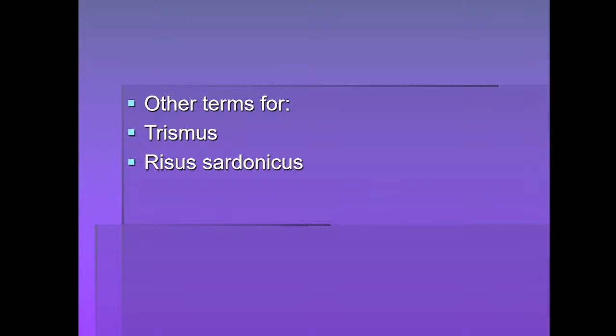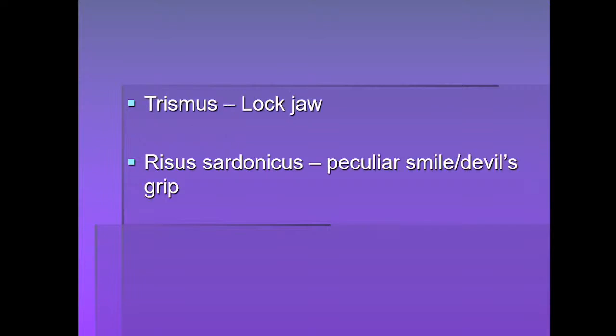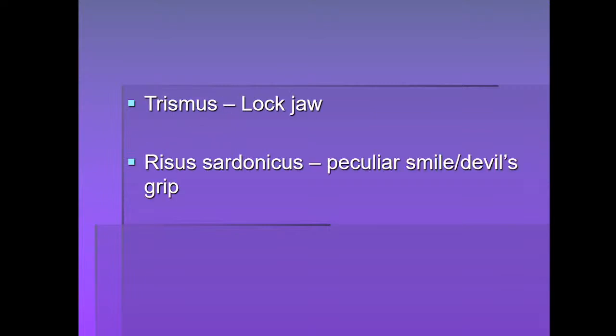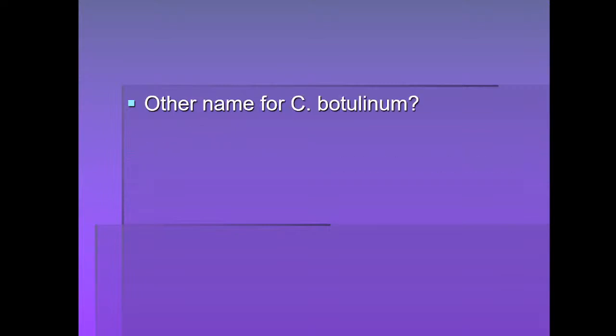Now we have to also remember the pathognomonic signs of tetanus. We have trismus and risus sardonicus. So these terms translated into English: trismus is lockjaw. Risus sardonicus is the peculiar smile or devil's grin. Okay, risus sardonicus, so peculiar smile. So lockjaw and trismus is characteristic of tetany or tetanus.